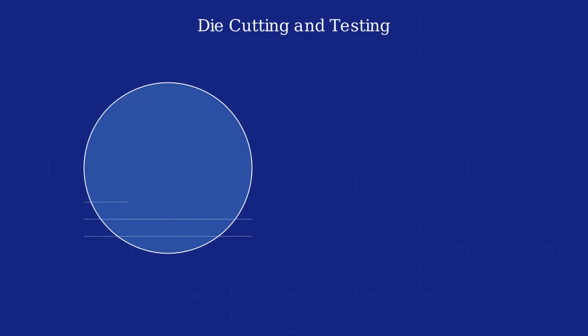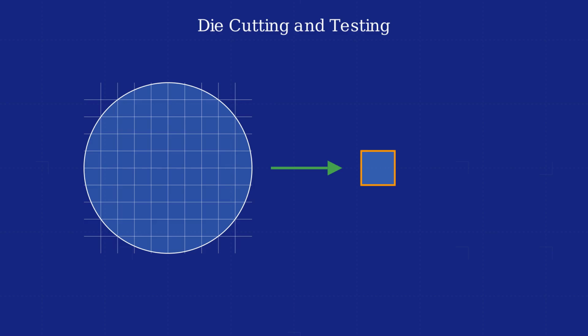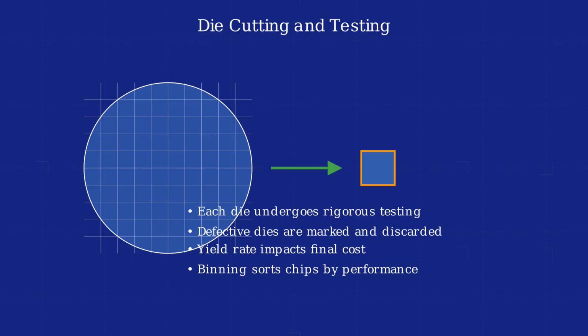After all layers are completed, the wafer contains hundreds of individual chips, called dies. These are separated by cutting along the grid lines. Each die undergoes rigorous electrical testing. Defective dies are marked and discarded. The percentage of functioning dies, called the yield rate, significantly impacts the final cost of processors.